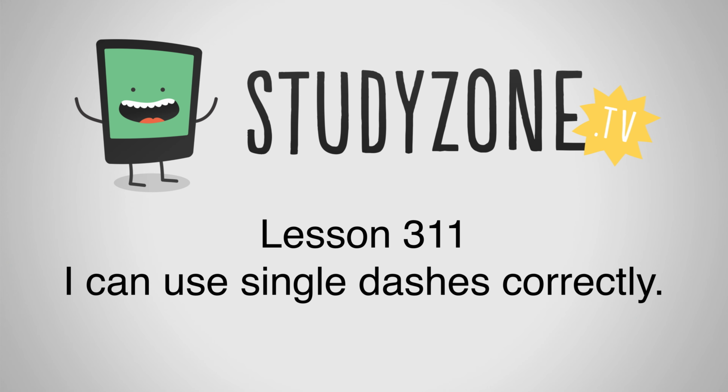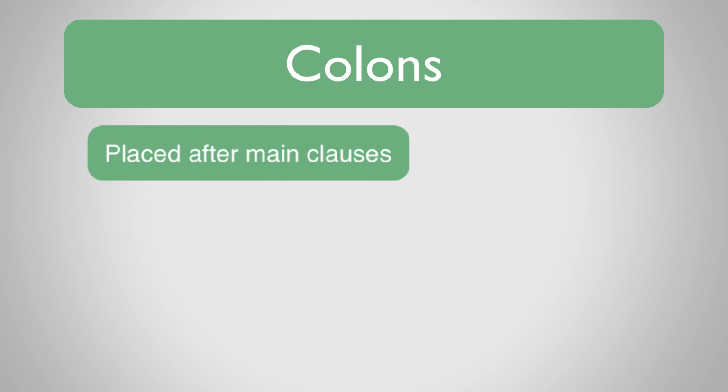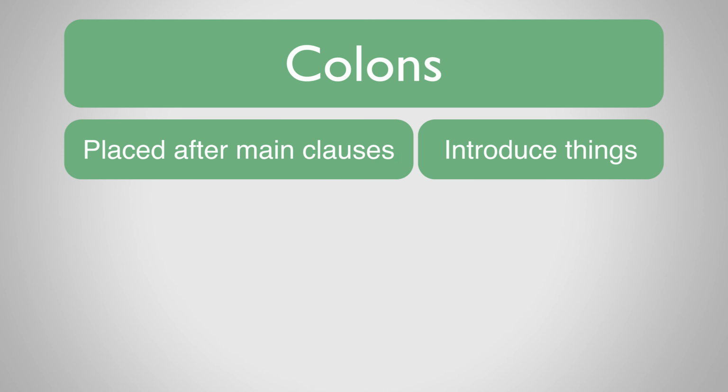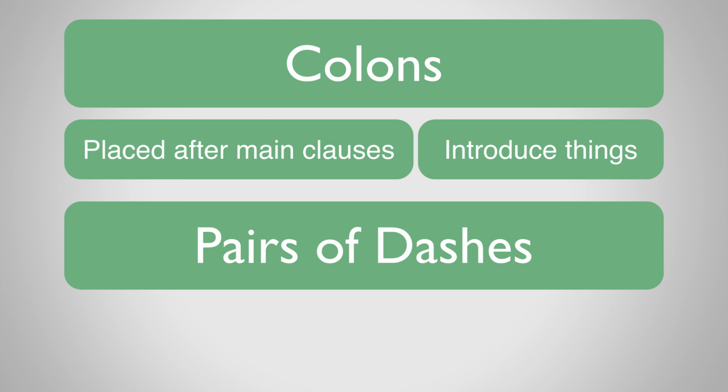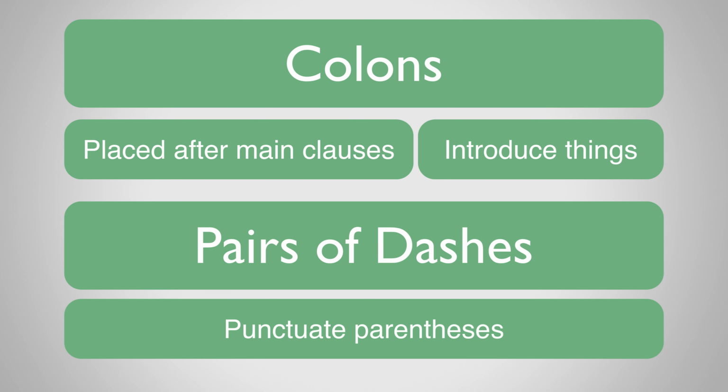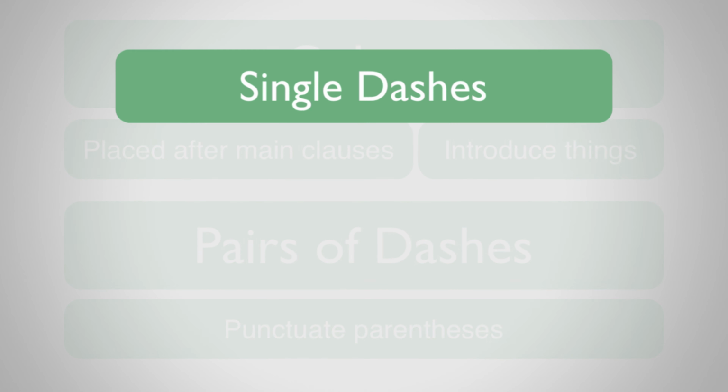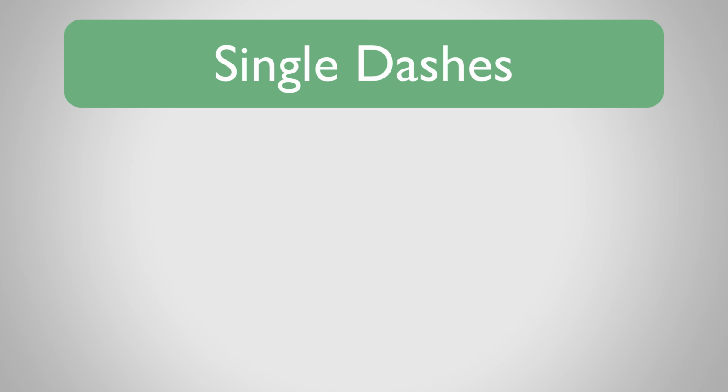We already know that colons can be placed after main clauses to introduce things, such as lists or explanations. We also know that pairs of dashes can be used to punctuate parentheses. Let's now learn how single dashes can be used to link ideas.